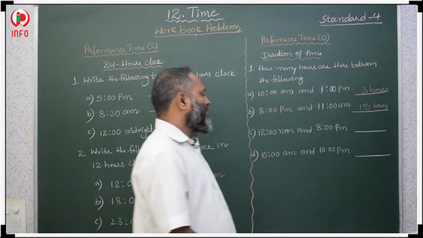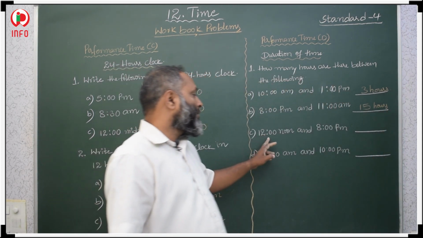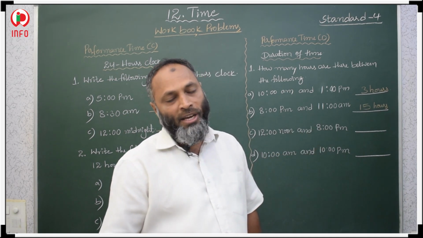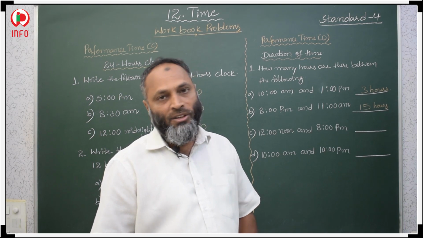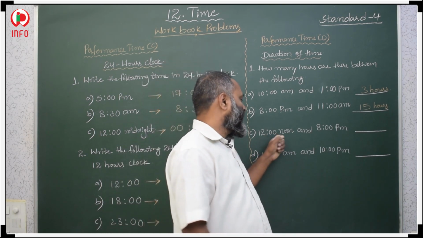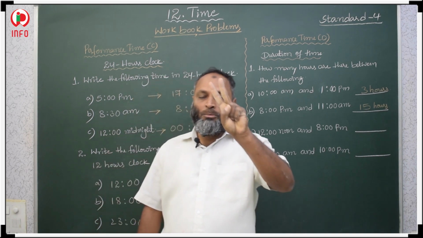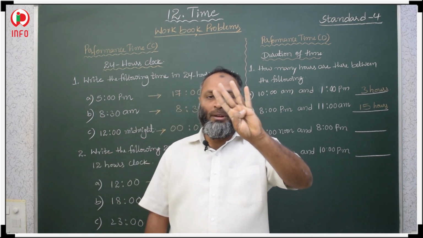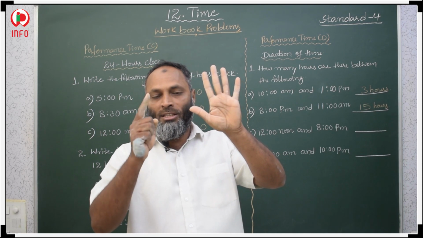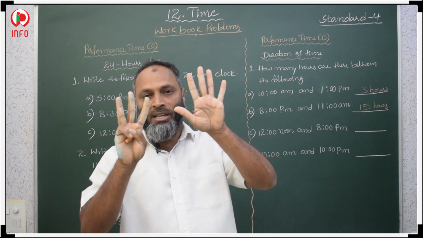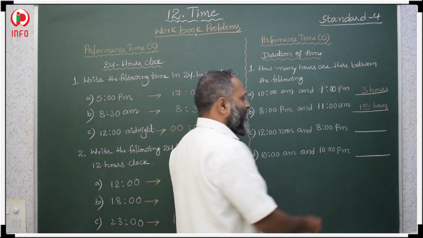Here 12 noon to 8 p.m. So 12 to 8, that is 8 hours duration only. Why? Because after 12 noon, then 1 p.m., then 2 p.m., then 3 p.m., then 4 p.m., then 5 p.m., then 6 p.m., then 7 p.m., then 8 p.m. Total 8 hours. What is the duration? 8 hours duration.